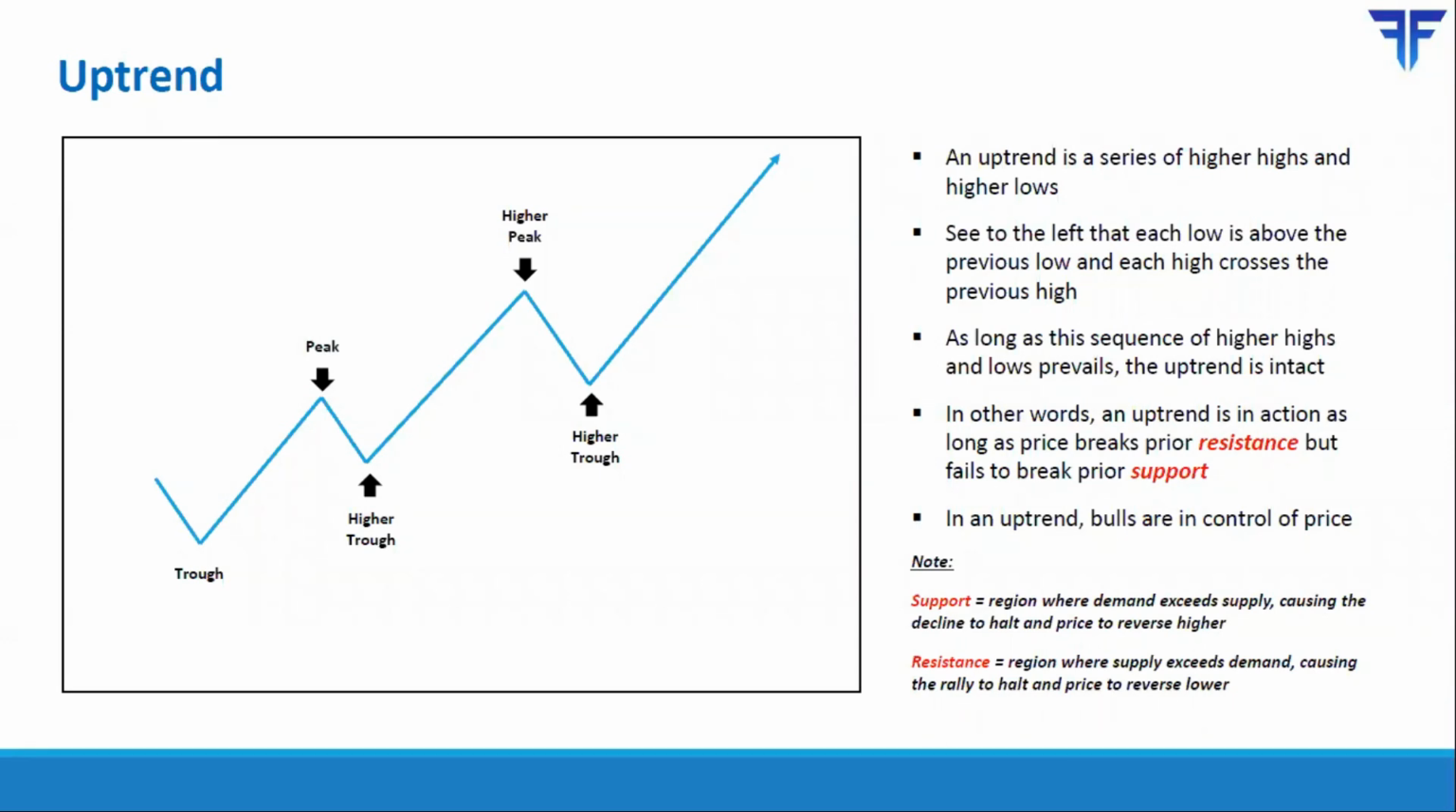What is an uptrend? Well, as you can see in this visual graphical representation over here, the uptrend is a series of higher highs and higher lows. As you can see in this chart, each new high is above the previous high. So this high is above the first high, and each low is above the previous low. So this low over here is above this low. So an uptrend is a series wherein price is consistently making higher highs and higher lows.